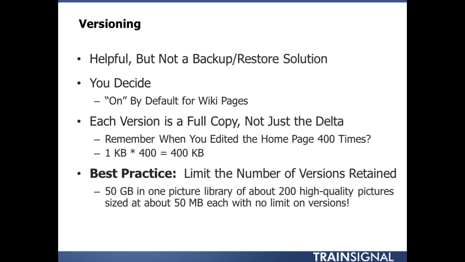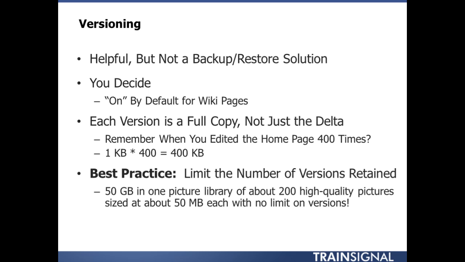So versioning is just turned on or off manually within the settings of each list or library. And if you're working in a document library, you can configure more granular options for versioning. Just turning it on, though, isn't enough. As a best practice, you should always set a limit on the number of versions that are retained. As a special point, I want to make you fully aware that each version of a document is a full copy when you have versioning on.